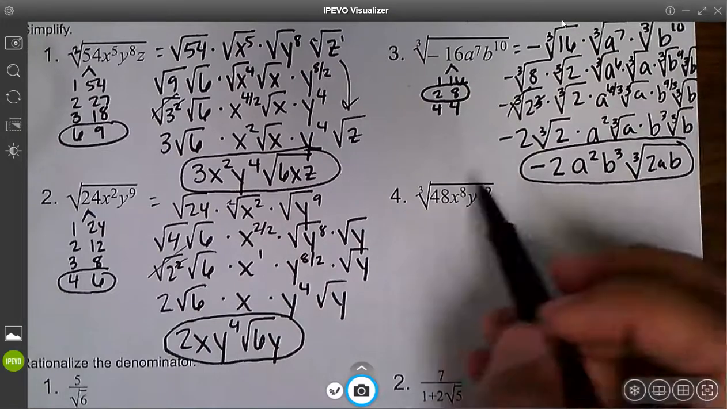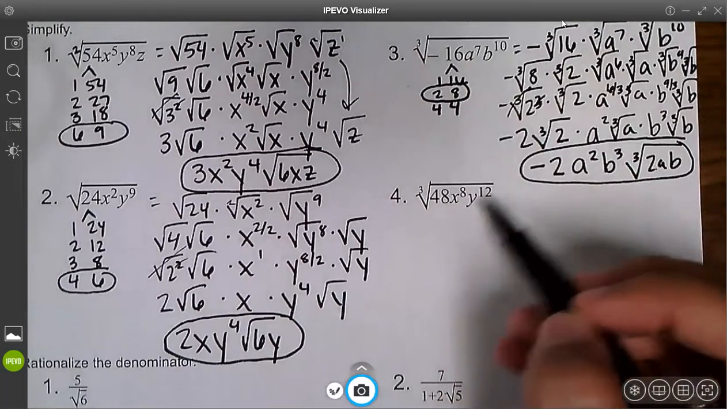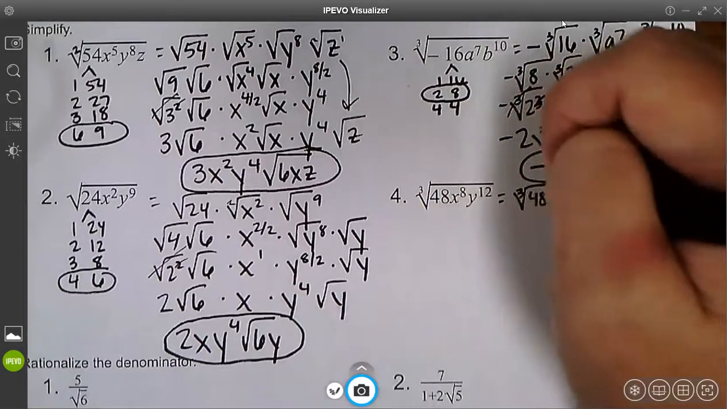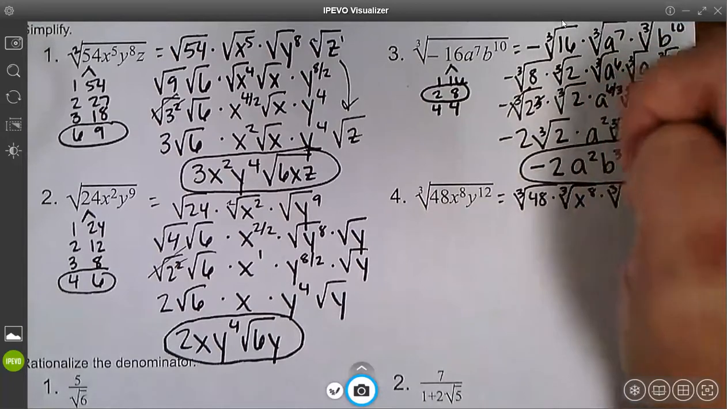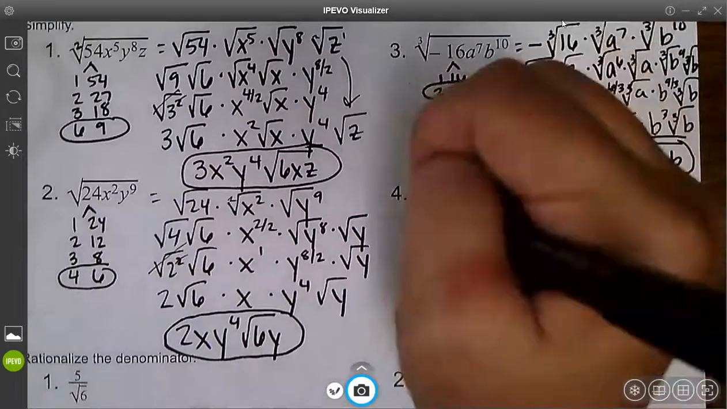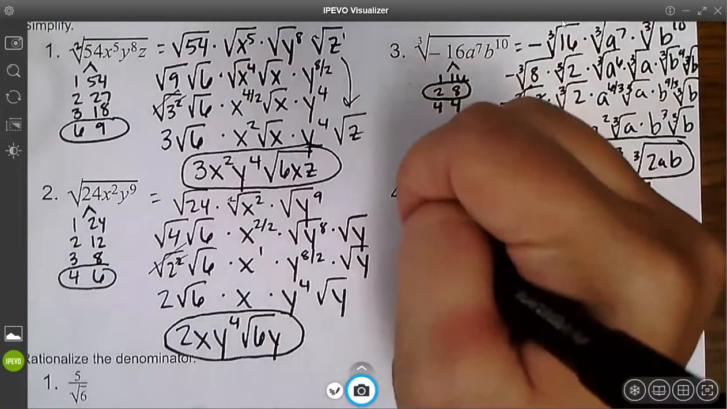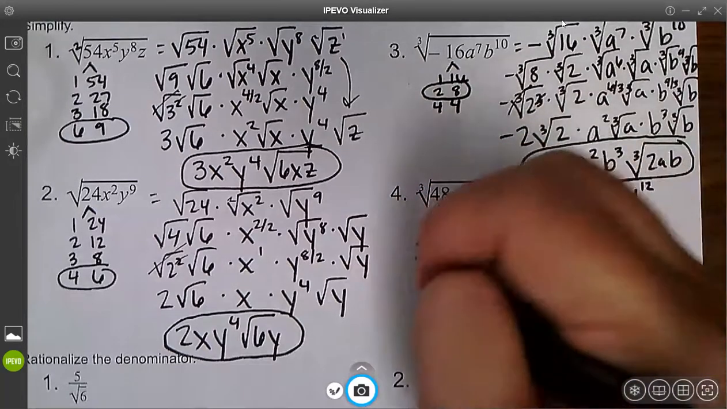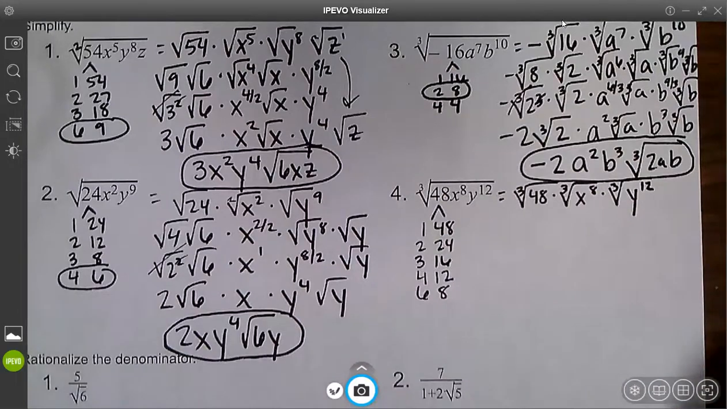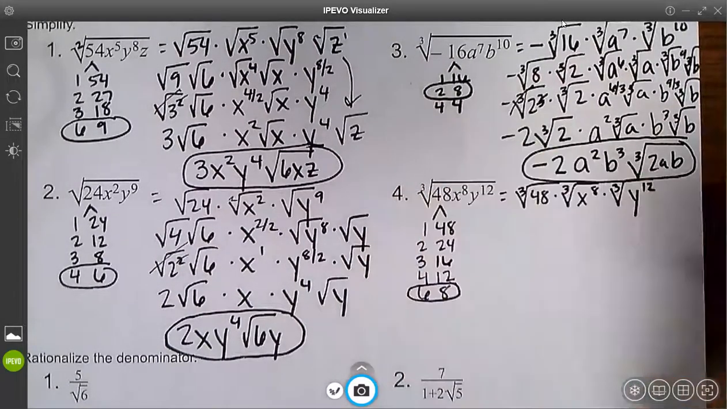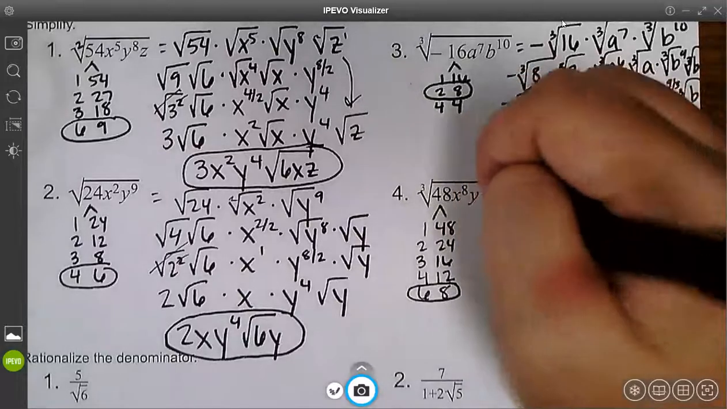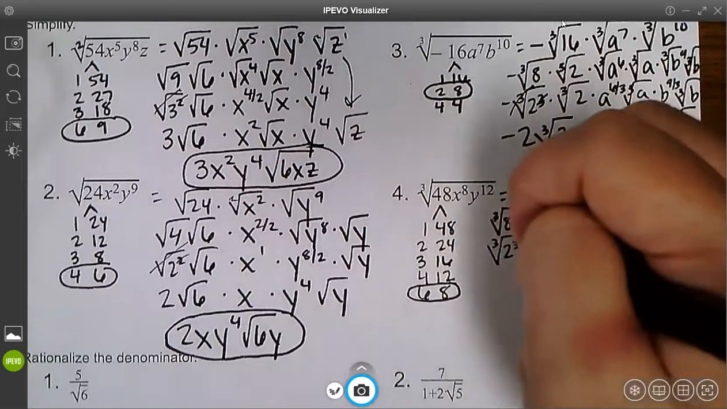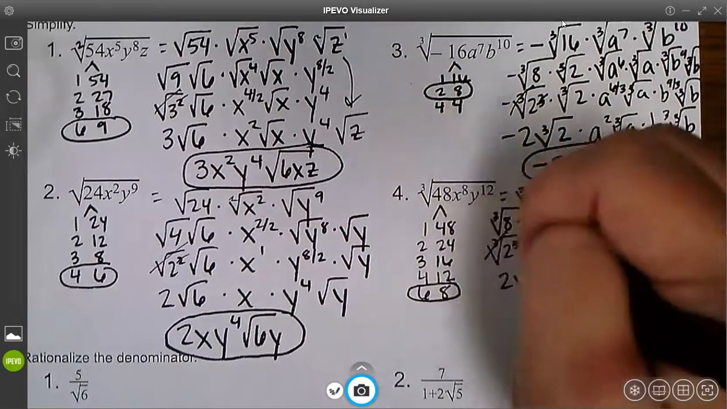The last one, the cube root of 48, x to the 8th, y to the 12th. So 48 is not a perfect cube. So I need to list my factors of 48, 1 and 48, 2 and 24, 3 and 16, 4 and 12, 6 and 8. The only perfect cube on that list is 8. So I'm splitting it up. I have the cube root of 8 times the cube root of 6. 8 is equal to 2 cubed. The cube root and cube cancel, and I have 2 times the cube root of 6.